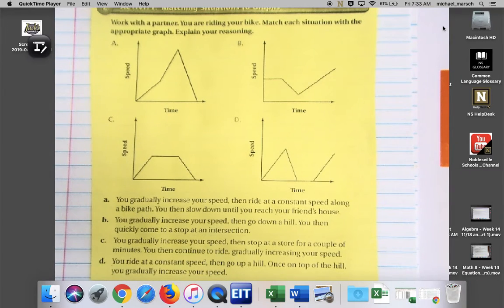All right, so A says you gradually increase your speed, then ride at a constant speed along a bike path. You then slow down until you reach your friend's house. Okay, so if you are increasing your speed, then you're at a constant rate, and then you slow down until you reach your friend's house.